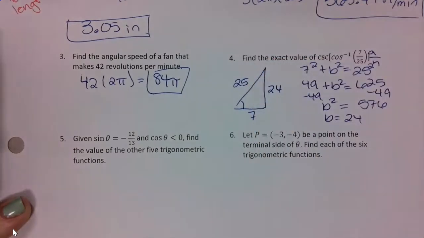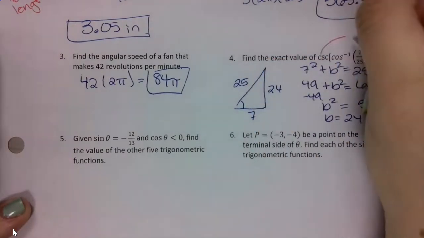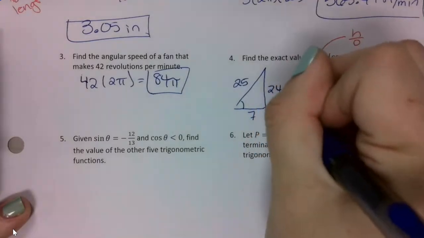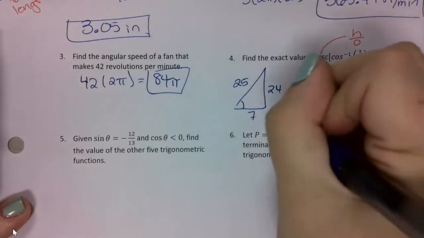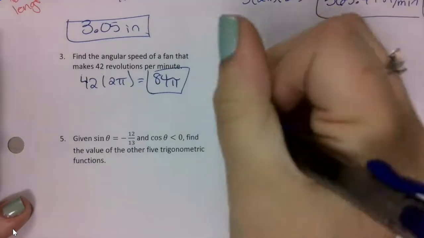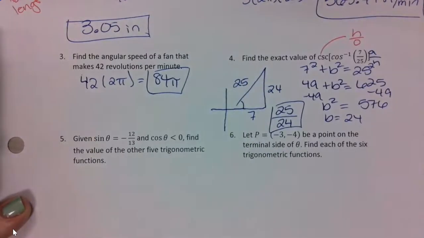So then I want to find cosecant, which remember is hypotenuse over opposite, because it's the inverse of sine. So my hypotenuse is 25, my opposite side is 24. And my angle is always, if this was on an x-axis, it's always next to the origin.